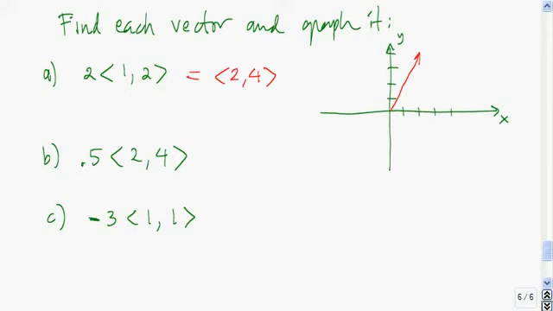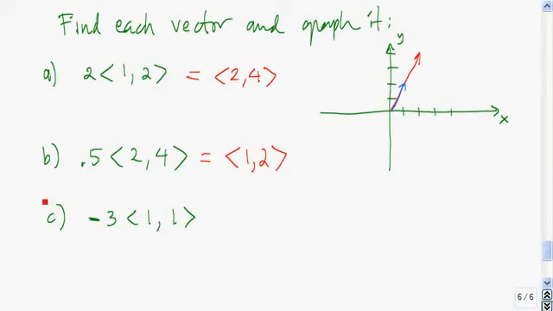Okay, for the first one, you should have gotten the vector 2, 4. If we graph that vector, we get exactly this arrow right here. Let's compare it to the original vector, 1, 2, which is what we multiplied by 2. The vector in blue here is the vector 1, 2. So we can see that the result of multiplying that vector by 2 was that it had the exact same direction, except it was stretched.